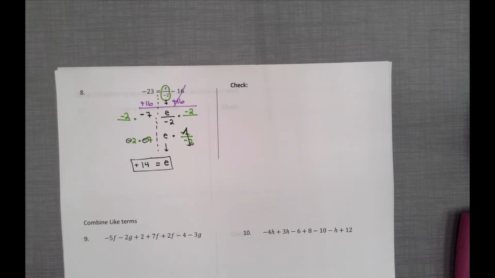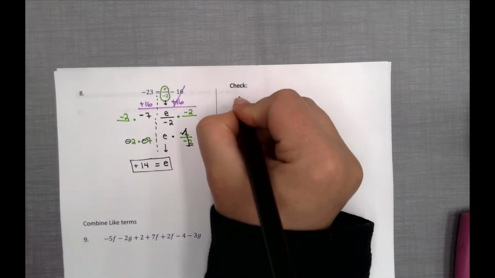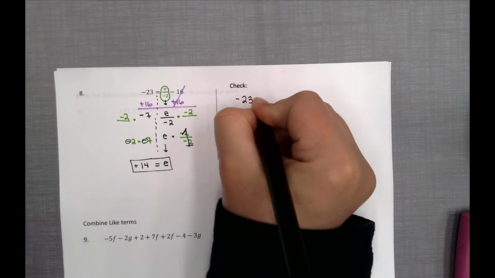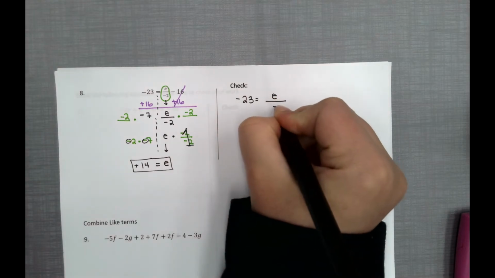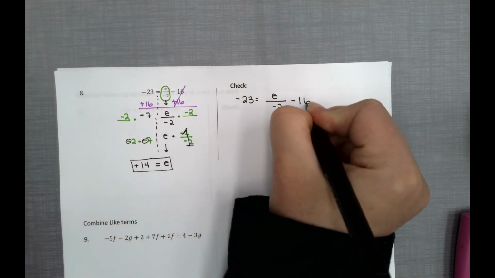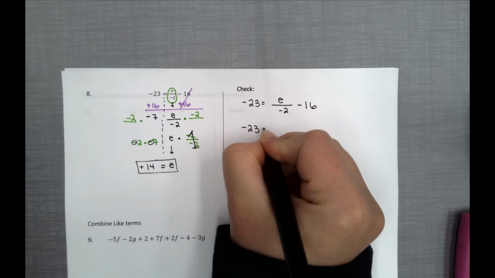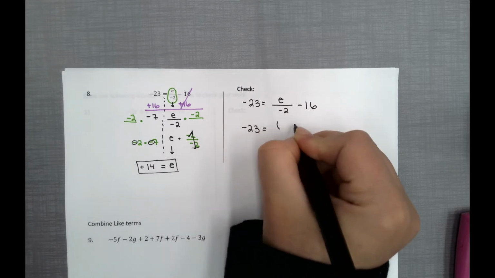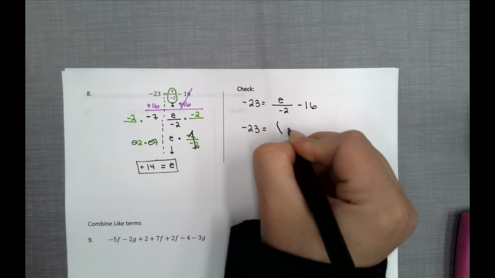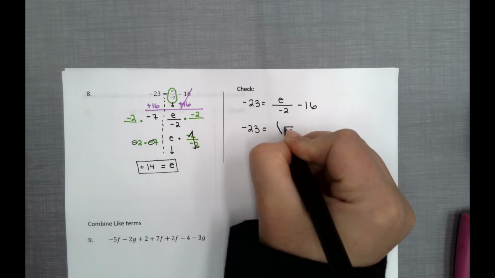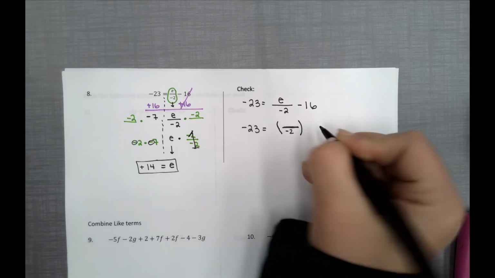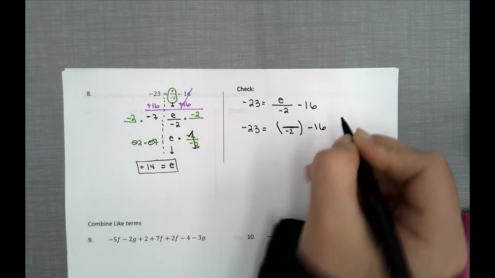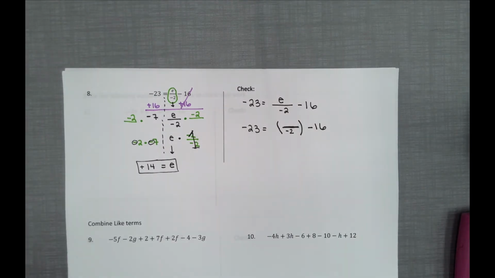Now, again, with our check, we're going to start off by writing out the equation. We got negative 23 equals E divided by negative 2 minus 16. We're going to open up for E in a little different way. I'm going to open it up with parentheses with everything on the inside for the fraction. This happens when we get a fraction. It's a little weird on our calculator.